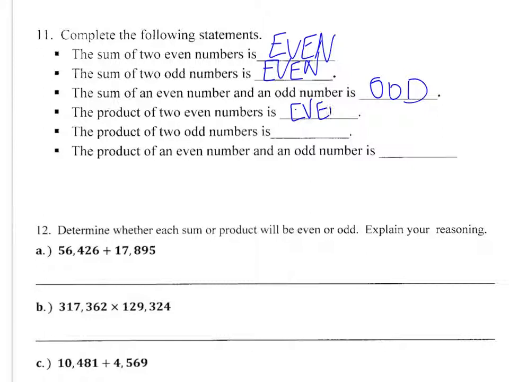The product of two even numbers, like 2 times 2, is even. The product of two odd numbers, like 3 times 7, is odd. The product of an even number and an odd number, like 3 times 6, is going to be even.